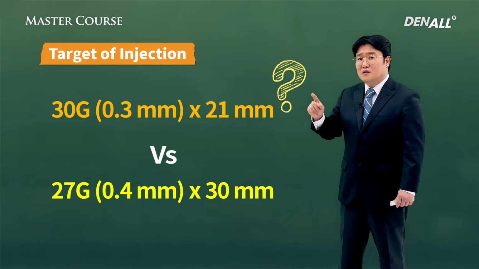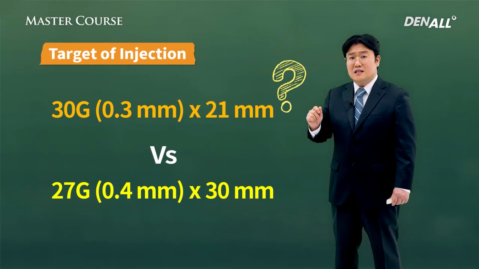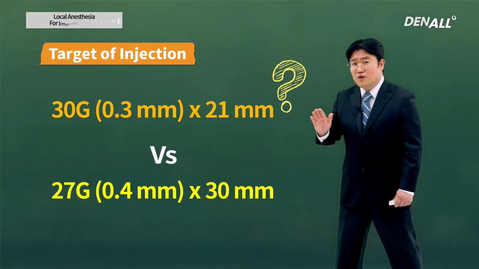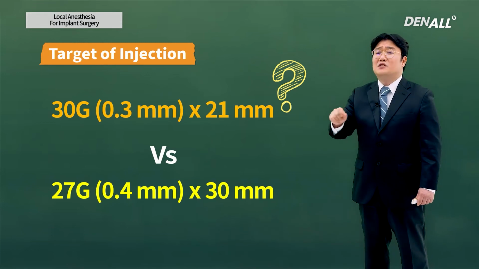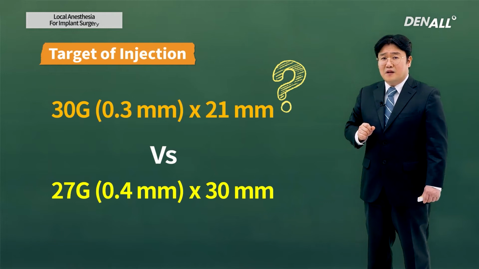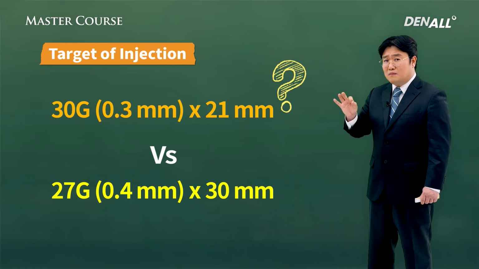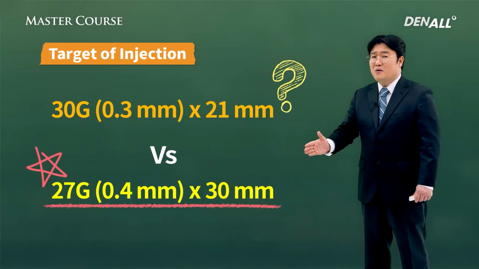I said that the injection needle should go in how much? 24 millimeters. Therefore, 21 millimeters is not good enough. The injection needle may not reach the location that you want it to go. Therefore, even though it is a little bit more painful, a thicker and longer needle is recommended.